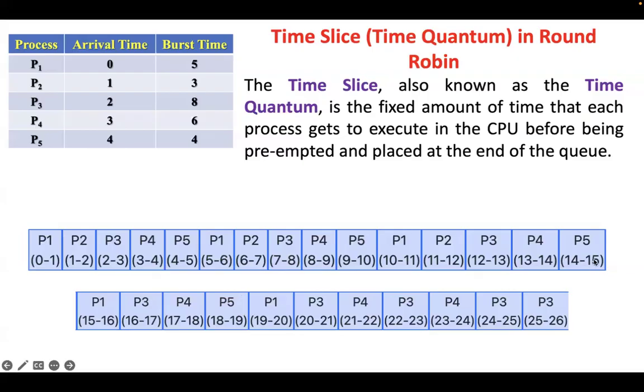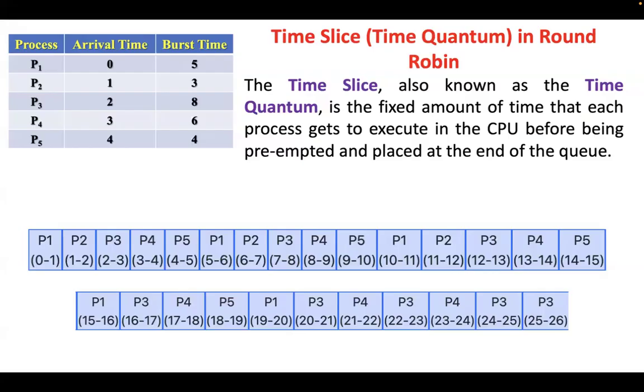Now, after P5 at 15, excluding process P2, the remaining processes will continue in the same order: P1, P3, P4, P5. So one cycle is done. Now we will identify here that P5, which had a burst time of 4 time units, has completed at 19. So 1, 2, 3, and 4. So P5 is now completed. Now the remaining are P1, P3, P4. They will again complete one time unit each. So at 22, they will stop.